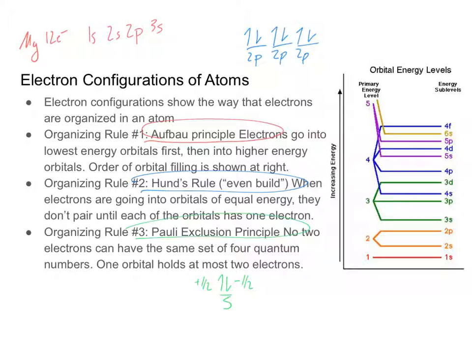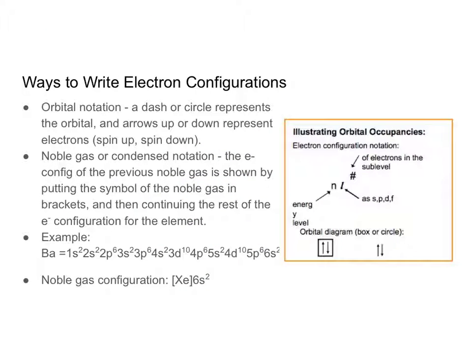So your job in all of this is to be able to look at the Aufbau principle, make sure that the electrons are being placed in the appropriate order, make sure that we are half filling orbitals before we completely fill orbitals, and then make sure that there are arrow up and arrow down so that they're in opposite directions.